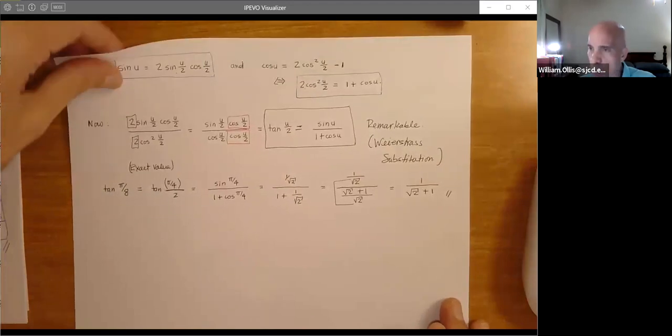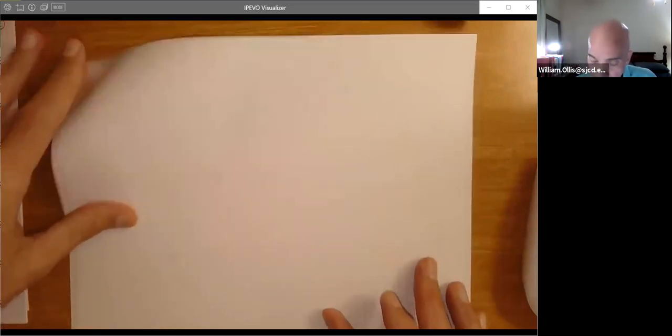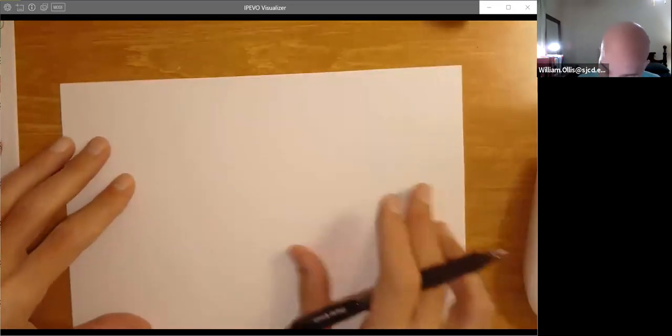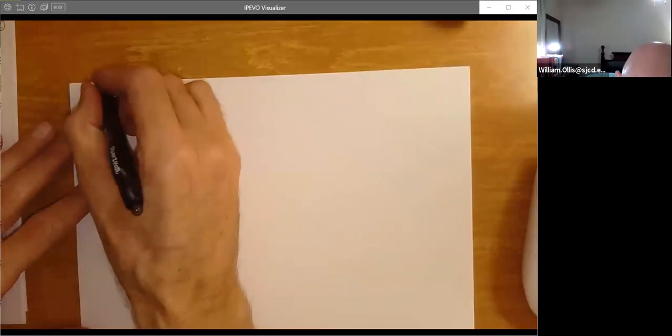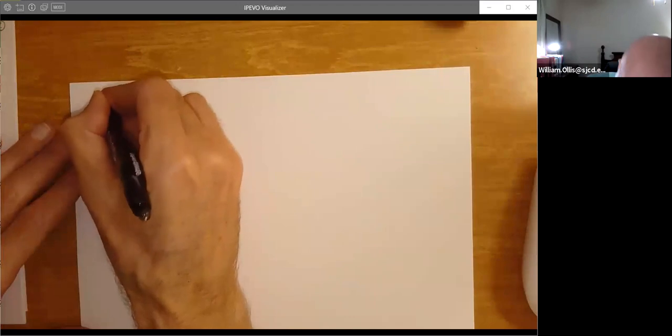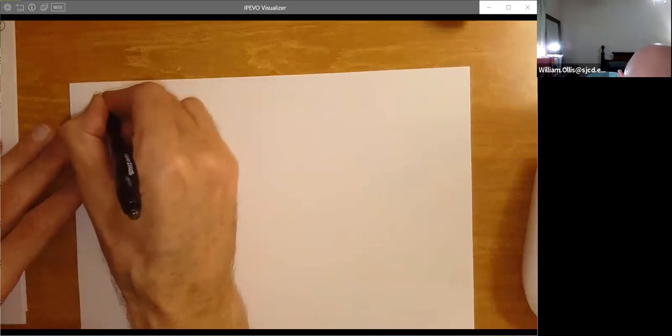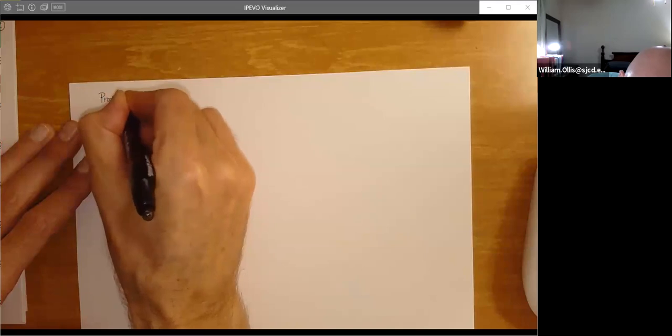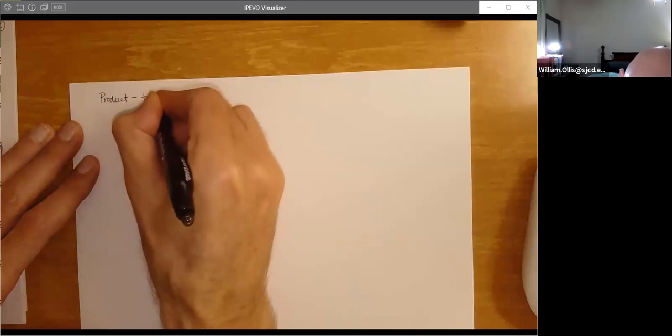Now, we've got two more sets of identities that will again be used in the calculus sequence, one set more than the other. And I'm going to show you how to get these. So the next set will be the product to sum. You're thinking, who came up with all these? Product to sum.